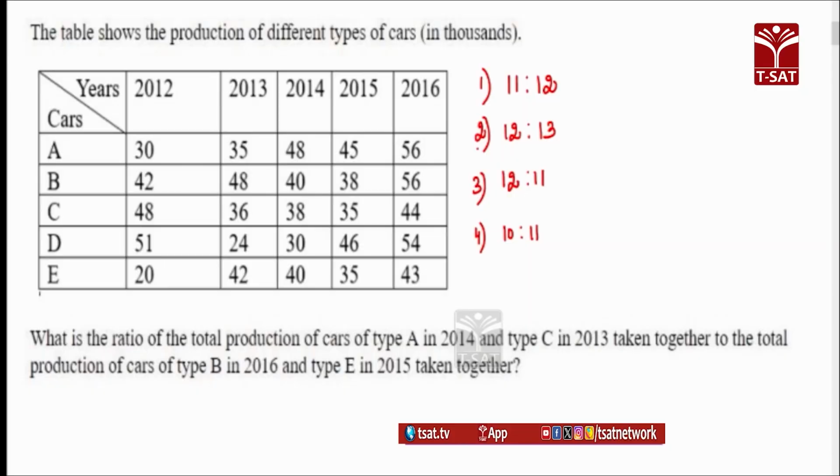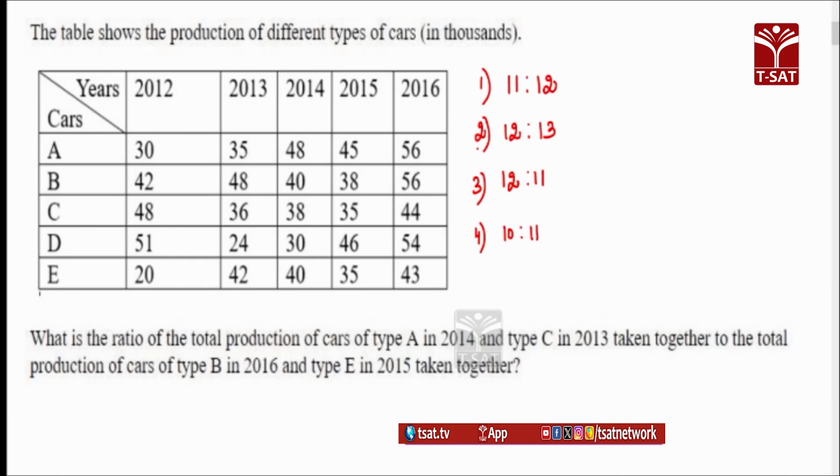Now let's look at the graph given. Now look at the given data. The data is completely given in terms of a table. Now look at the data, what it shows. The table shows the production of different types of cards in thousands. Everything is in terms of thousands, so you don't need to worry about that thousand.